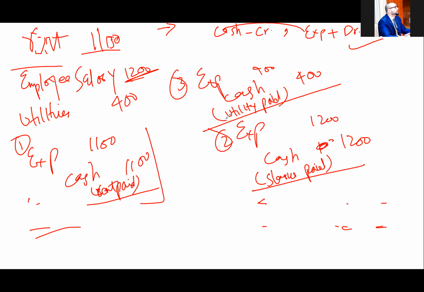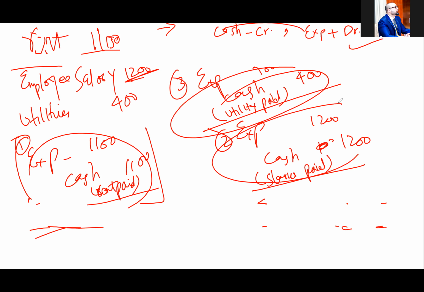Right? This is how you record three entries separately, and you can also make one entry. So what is common here? Cash, right? And cash is credited here. So you can make a single entry as well. How? Let's talk about this.